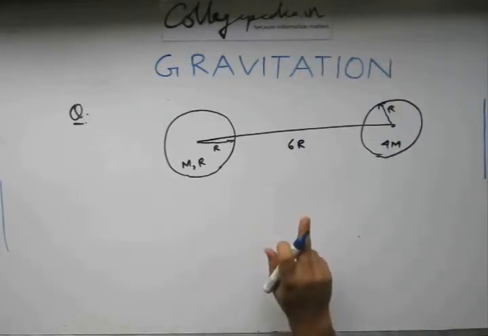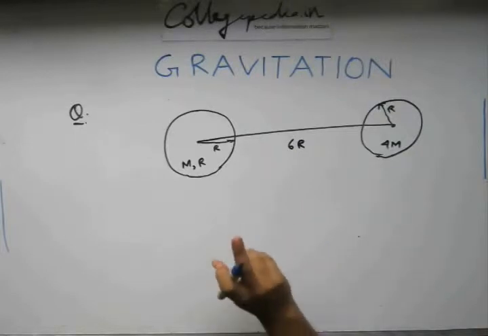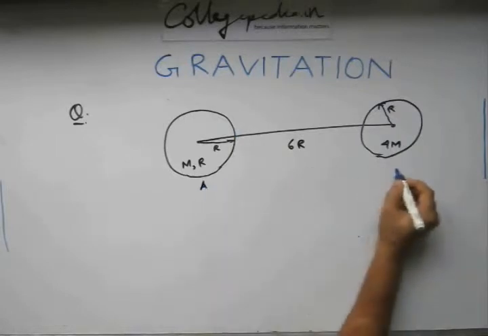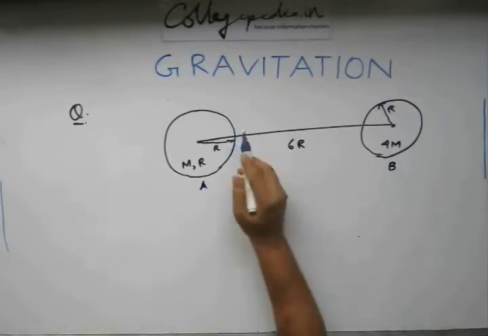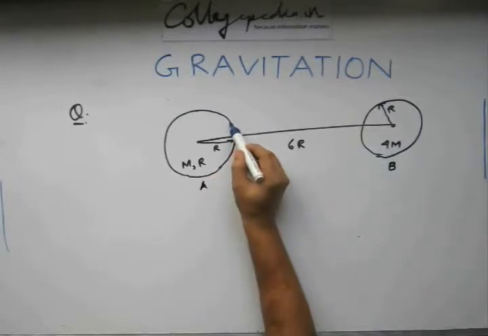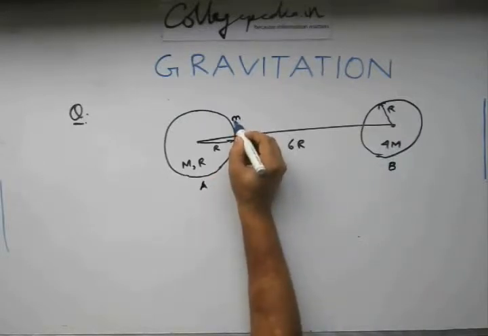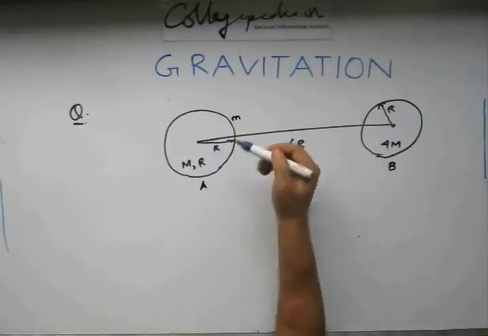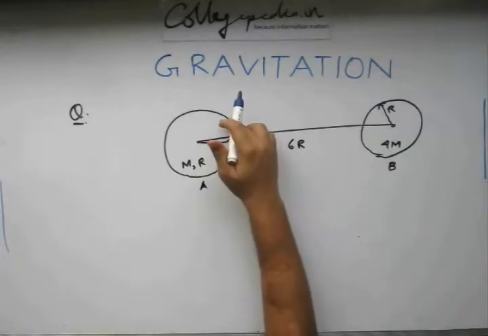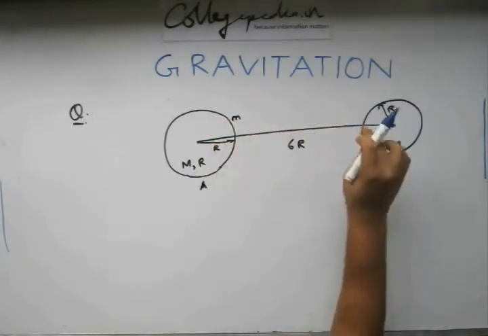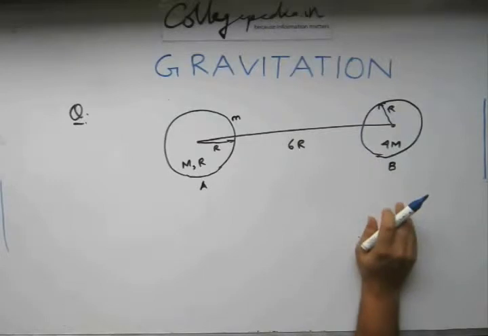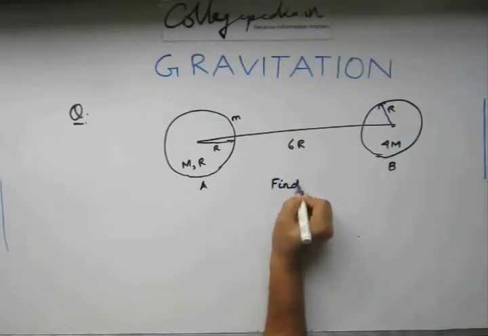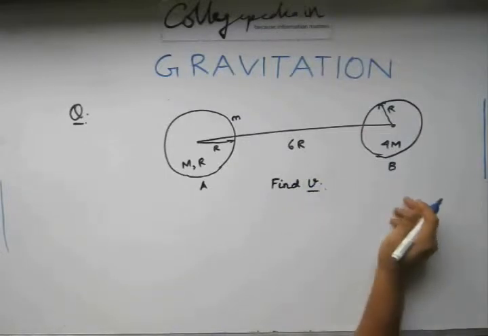We need to find the velocity that should be given to a body which is on the surface of this body, say A, and let's say this is B. We need to give a certain velocity to a small point mass m which is on the surface of this body. The velocity should be such that this point mass m is able to reach the surface of the body B. So basically we need to find the velocity.